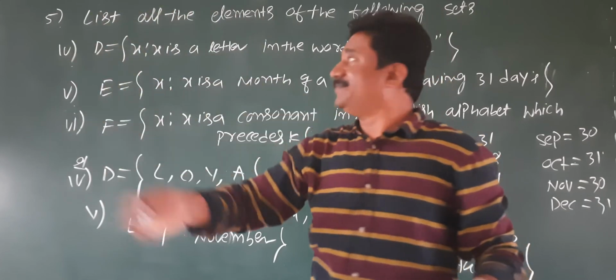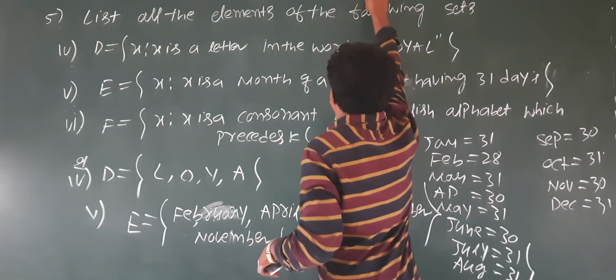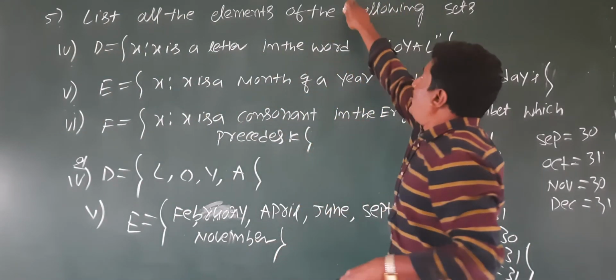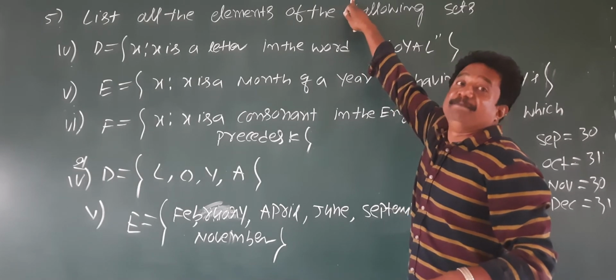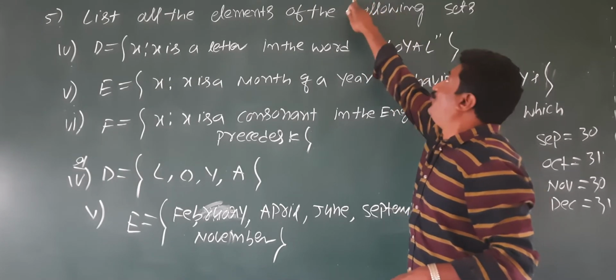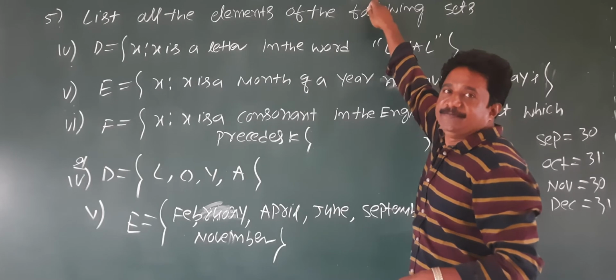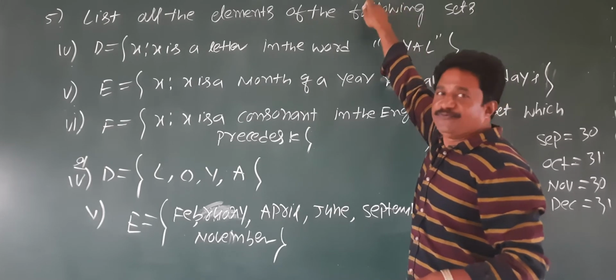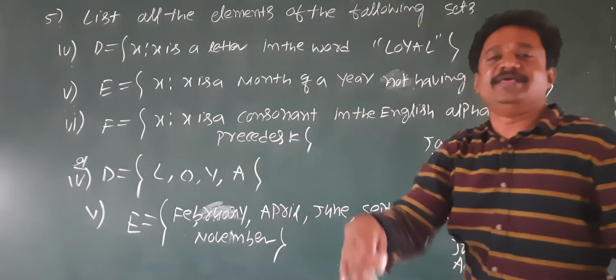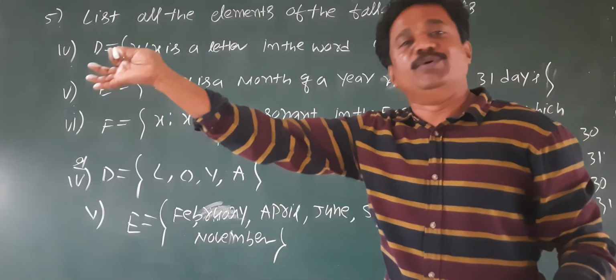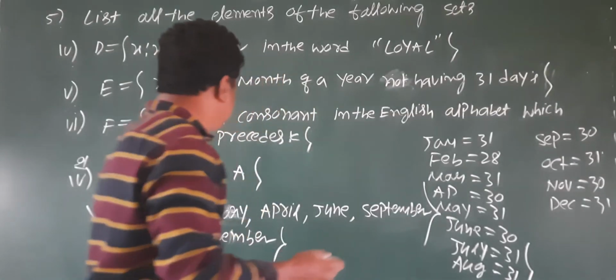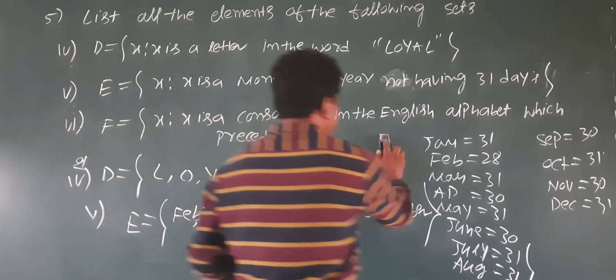Now 4, 5, 6. 4 is called the preceder. 4 is the preceder for 5. 6 is the successor for 5. Remember, preceder means the one before, successor means the one after. So write that. Go for that.